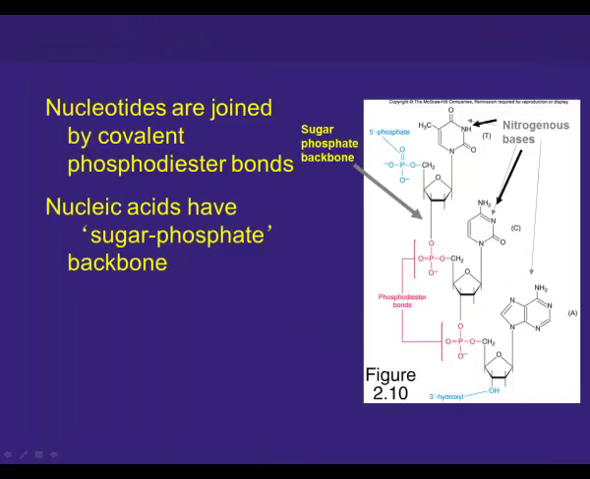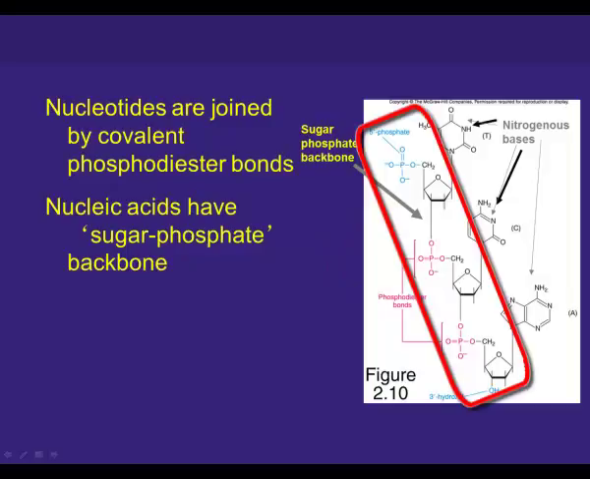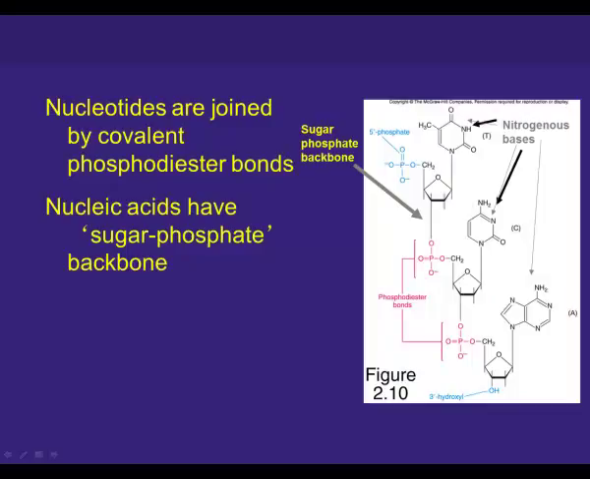In both types of nucleic acids, the polymers are formed by condensation reactions that result in covalent bonds between the sugar of one nucleotide and the phosphate of another. This results in the formation of a backbone of alternating sugar and phosphate groups, called a sugar-phosphate backbone. What's interesting about this is that in every strand of DNA, the sugar-phosphate backbone is identical, and in every RNA strand, that sugar-phosphate backbone is identical to other RNA molecules.